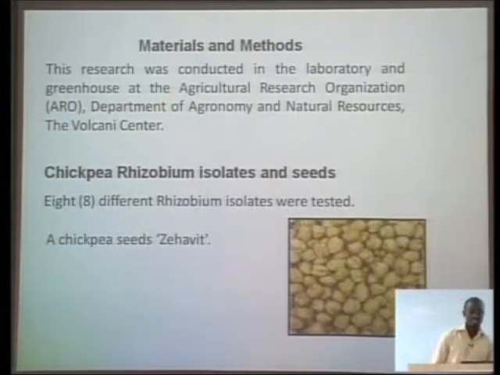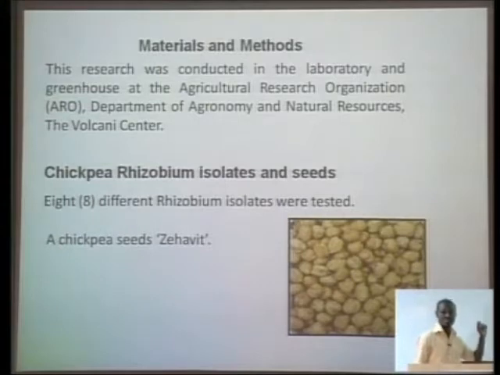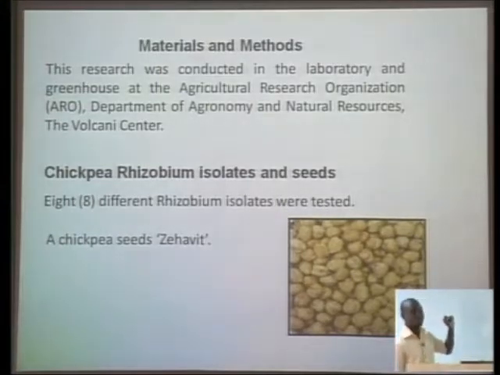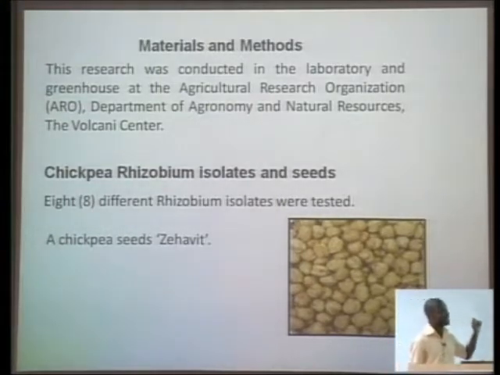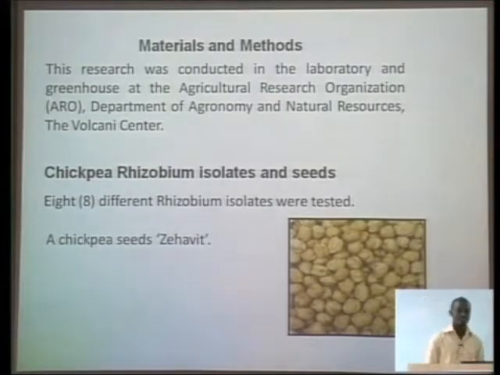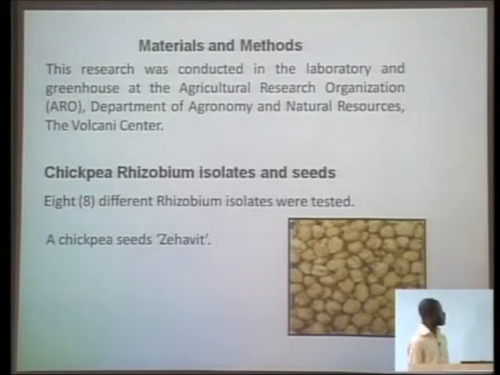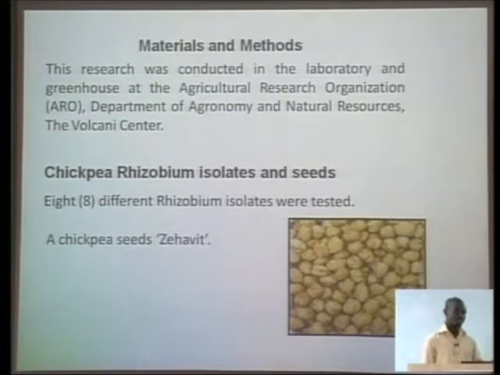This research was conducted in the laboratory and in the greenhouse at the Agricultural Research Organization, Department of Agronomy and Natural Resources, the Volcani Center. Eight strains of rhizobium were also collected from the same institution and tested in this study. And a local chickpea variety called Havate, which was healthy, high vigor, and free from foreign materials, was also used to test the effectiveness of the isolates.